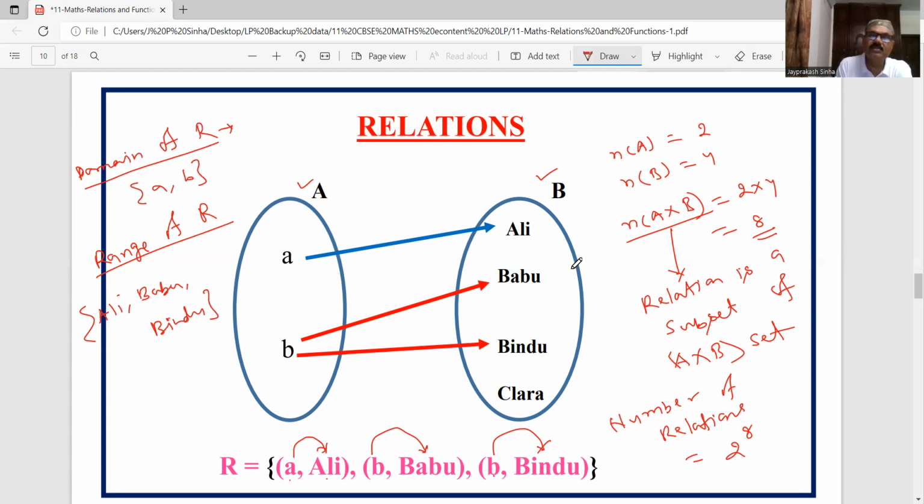And codomain means all the elements of set B. All the elements of set B, whether they have taken part in the relation or not, we have to take all. So the codomain of R will be Ali, Babu, Bindu, and Clara. All. Correct? So as per the definition of domain, range, and codomain, we have found the domain, range, and codomain of this relation.